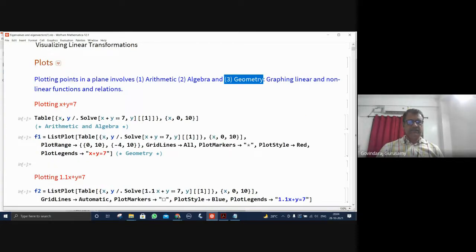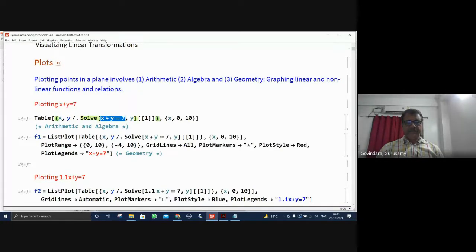Now, this is the simple function x plus y equal to 7. What you can do now is create a table for this. That's the arithmetic that you are going to do, where you solve this equation, make a table of that, and make a plot of that. So you have an algebra here.